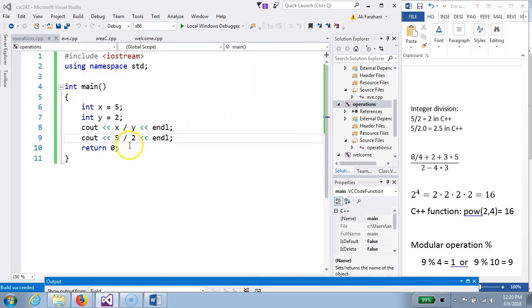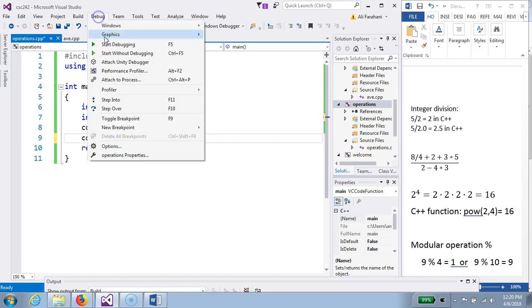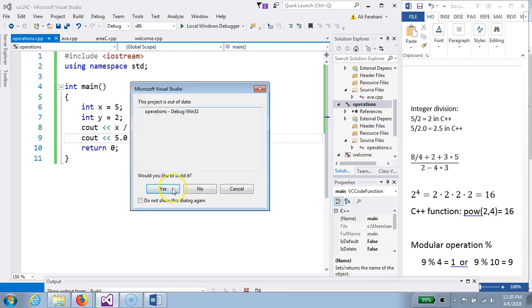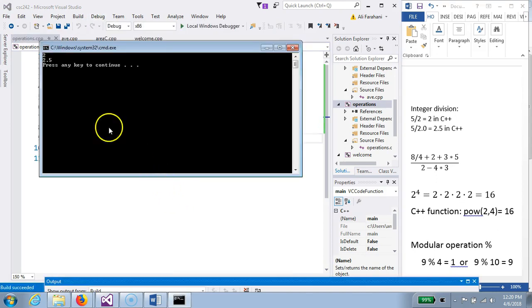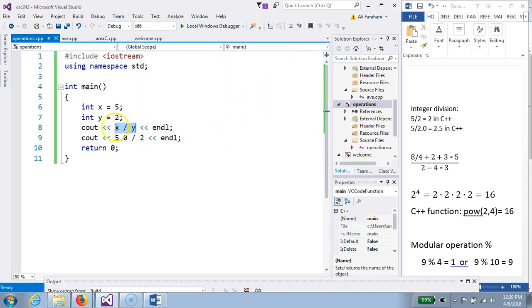Now, in order to turn it into a floating point division where you actually see the decimal point, either you have to turn 5 or 2 or both into a floating point number. I can say, for example, 5.0. That turns it into a floating point number, and when I run the program, you will see the first one is 2, which was 5 divided by 2, but the second one interpreted as a floating point division.